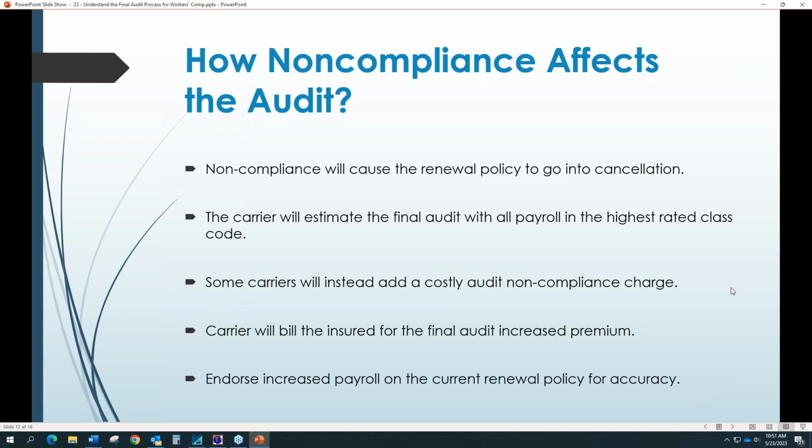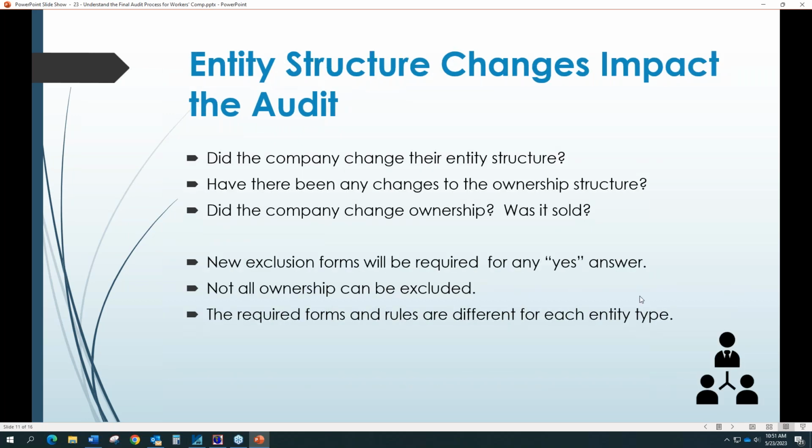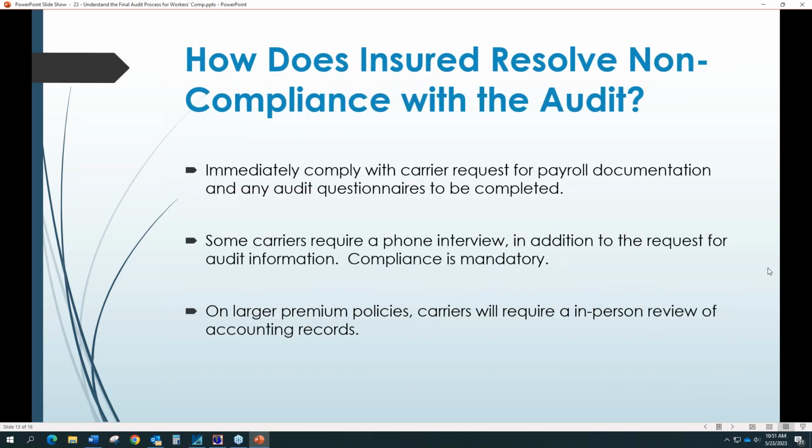So, how noncompliance affects the audit. If the insured fails to complete their final audit, it will be marked as noncompliant by the carrier. As a result, one or more of the following items can occur. Due to the lack of information the carrier has to complete the audit, typically I see the carrier will charge up to 2 times the original estimated premium when a policy is noncompliant with the audit request. Other carriers will estimate the final audit with all the payroll in the highest class code.